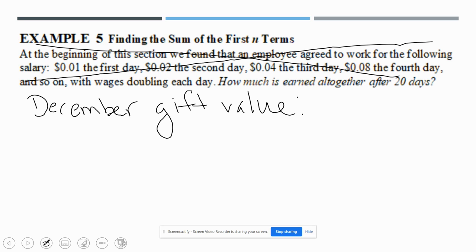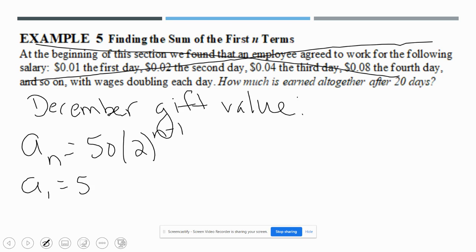And for that, we found the equation to be a sub n is equal to 50 times 2 to the n minus 1 power. That means that our first term is 50 and our common ratio, or r value, is 2. So the question asked, how much would we have earned total throughout those 12 months, which makes our n 12.